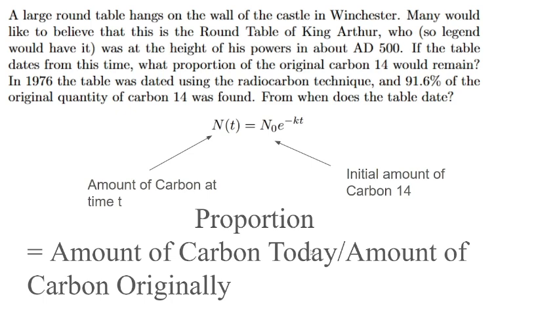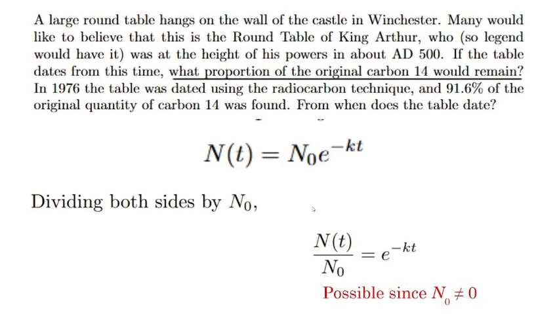If we take N naught to be the initial amount of carbon-14 and N(T) to be the amount of carbon at time T, where T is today, we can divide both sides by N naught, giving us the desired ratio. This is possible because N naught is not equal to 0. However, we still need to determine the unknown constants k and T.